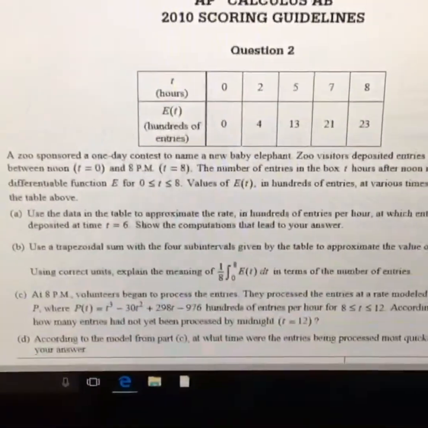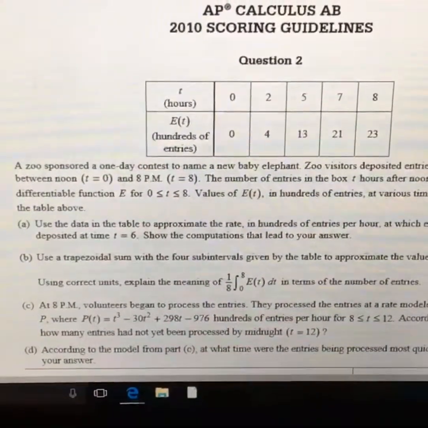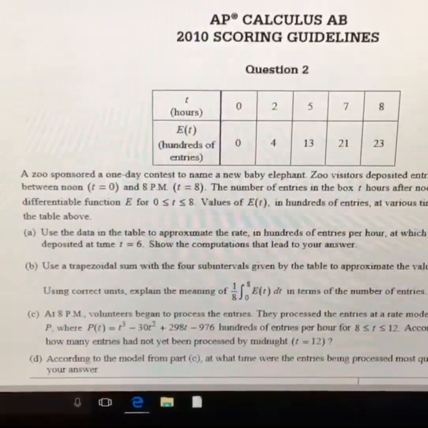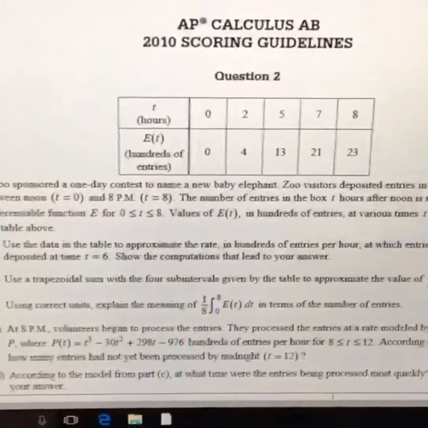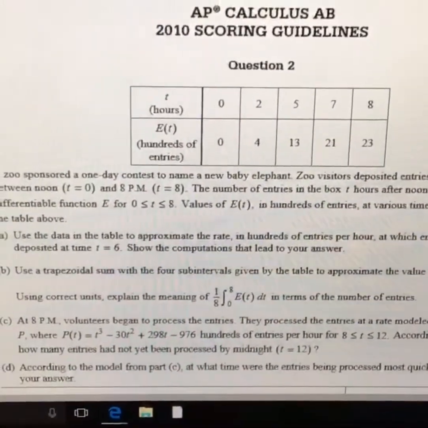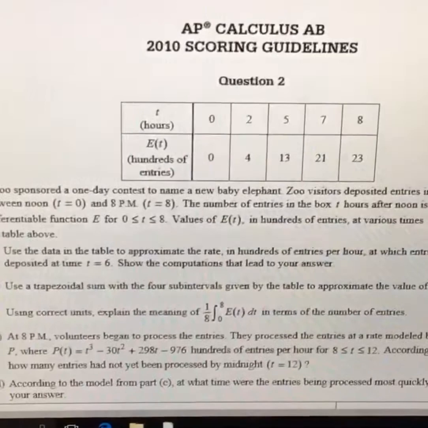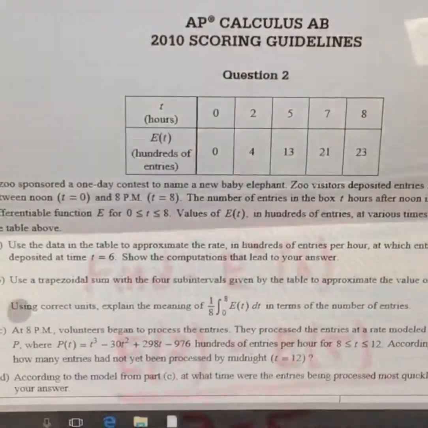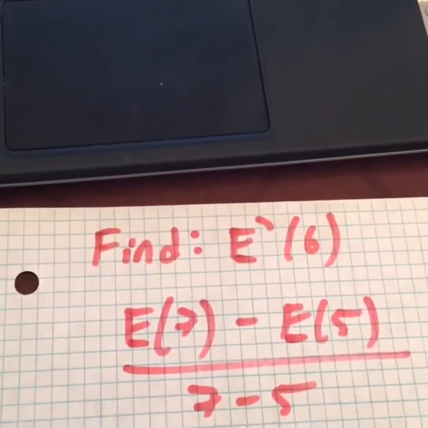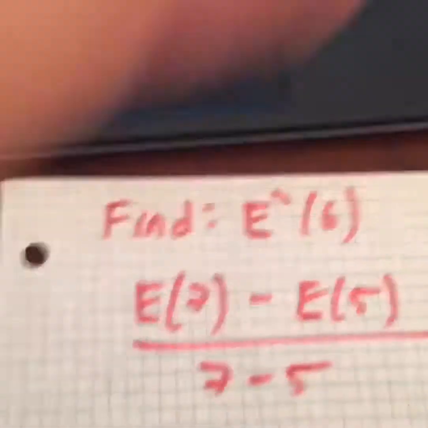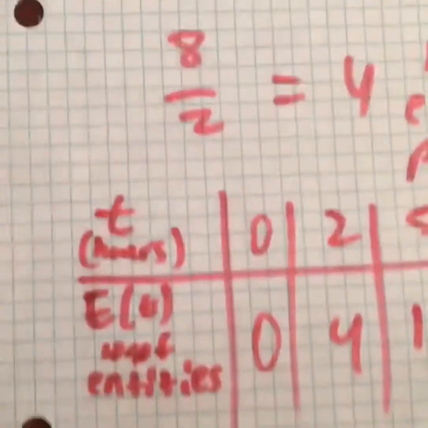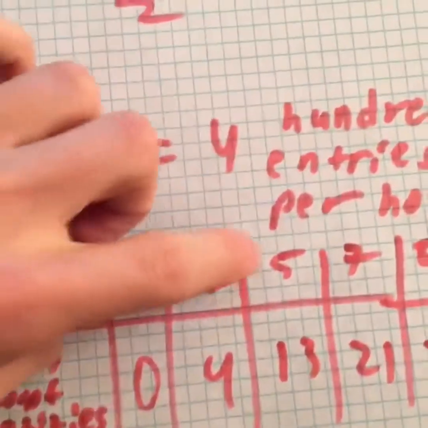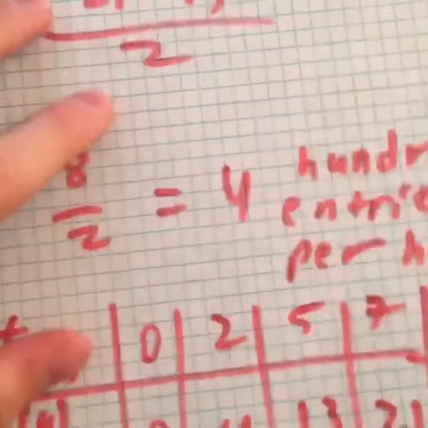For part A, it asked, use the data in the table to approximate the rate in hundreds of entries per hour at which entries were being deposited at time t equals 6. Show the computations that led to your answer. So the question asks us to find E prime of 6, and to do so we would want to take the values of 5 and 7 because 6 is right in between and use that.